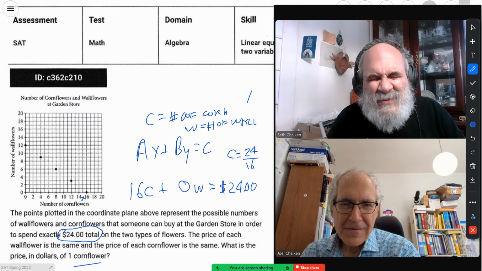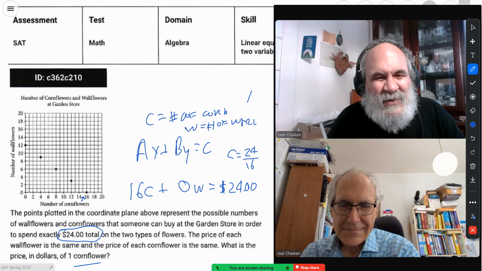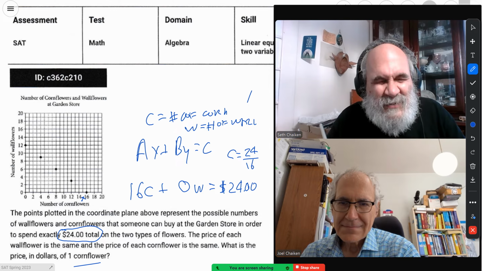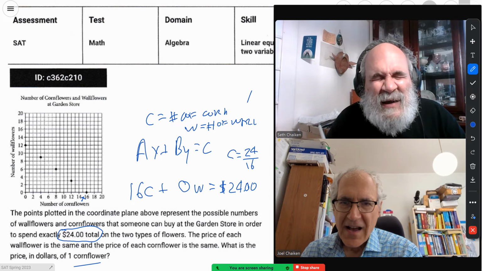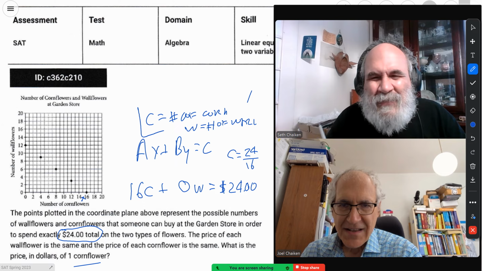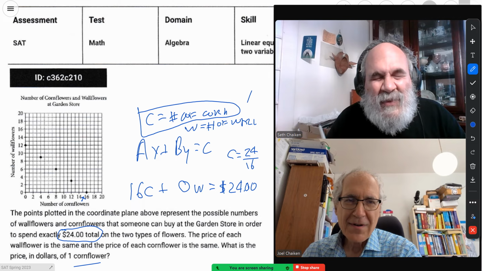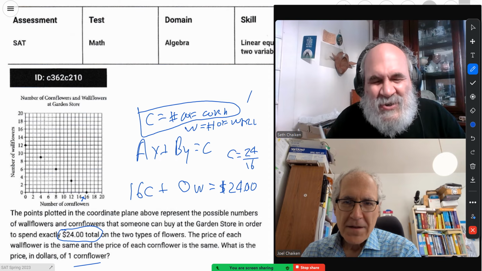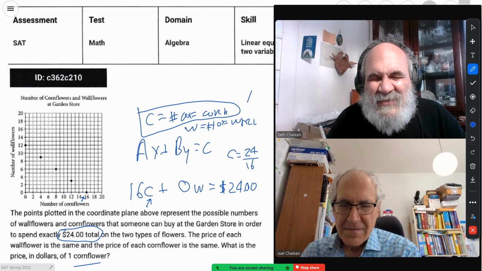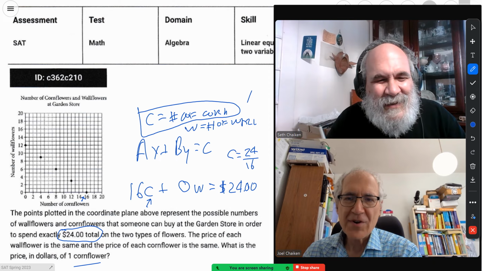What you wrote down, okay, question. The bottom equation says $24 equals 16 times C plus 0 times W. Yeah, because I'm picking off the point. In the bottom equation, what does C stand for? C is equal to the number of cornflowers. In the bottom equation, there's a C. C stands for the number of cornflowers.